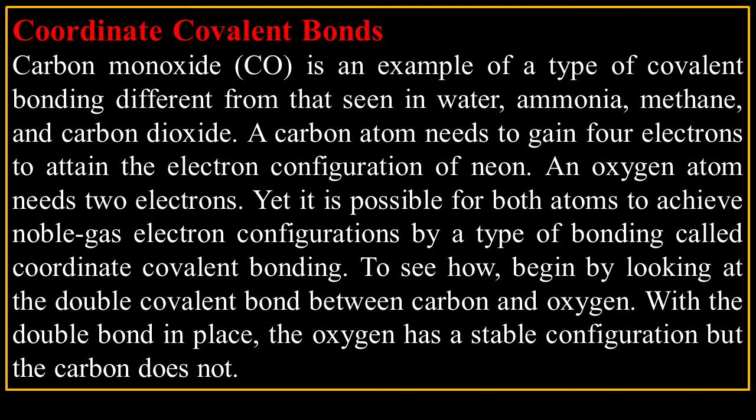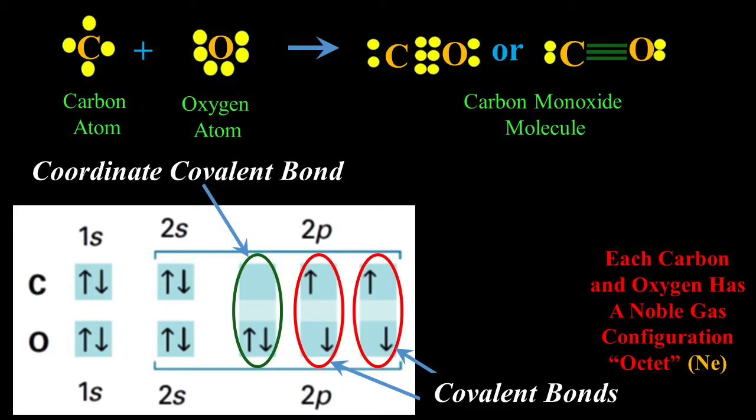Yet it is possible for both atoms to achieve noble gas electron configuration by a type of bonding called coordinate covalent bonding. To see how, begin by looking at the double covalent bond between carbon and oxygen. With the double bond in place, the oxygen has a stable configuration, but the carbon does not. And what is going to happen is, as you'll see in the next slide, the coordinate covalent bond comes from the electrons entirely from oxygen.